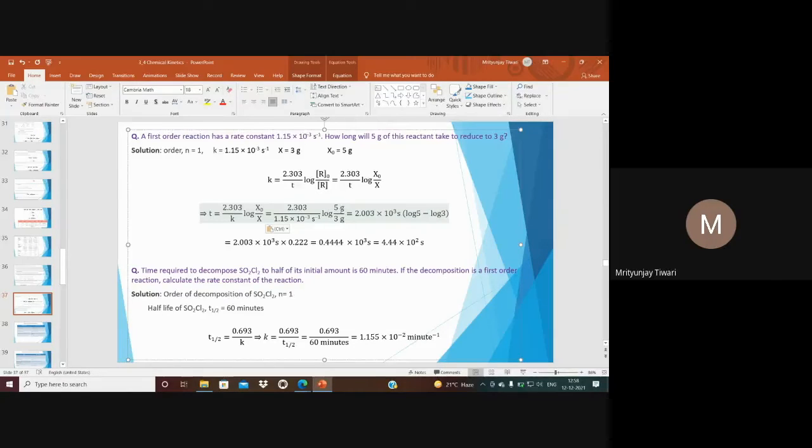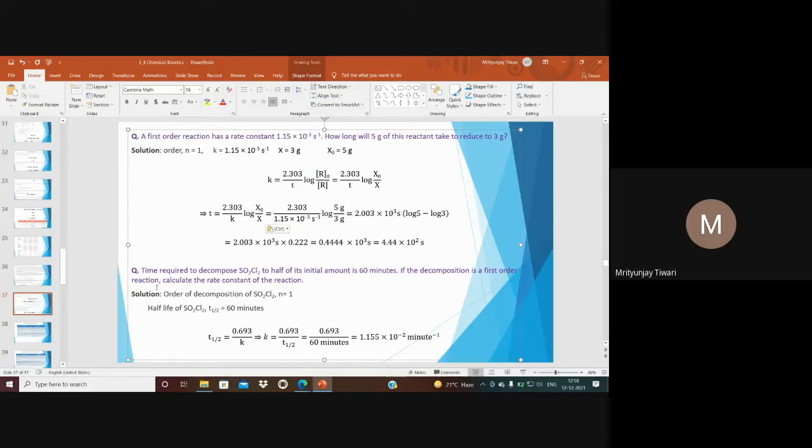And what is this value? The gram cancels out, so this is log 5 minus log 3. You can find the values of log 5 and log 3 from the log table, both of base 10. The difference is 0.222. Now we obtain 2.003 into 10 to the power 3 seconds into 0.222. On multiplying all this, we obtain 0.444 into 10 to the power 3 seconds, which is 4.44 into 10 to the power 2 seconds. The second unit comes from this.